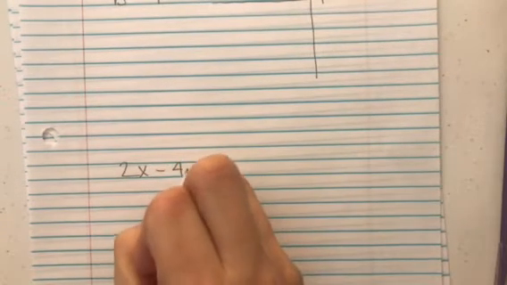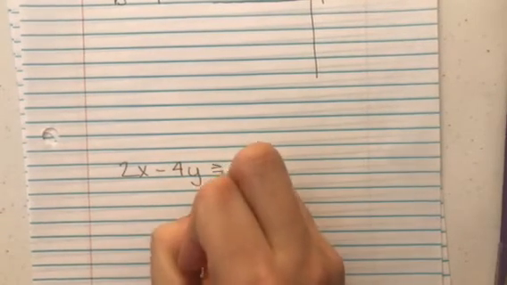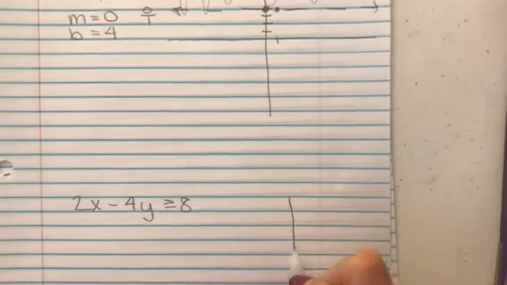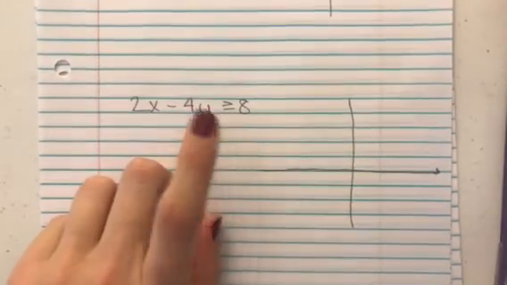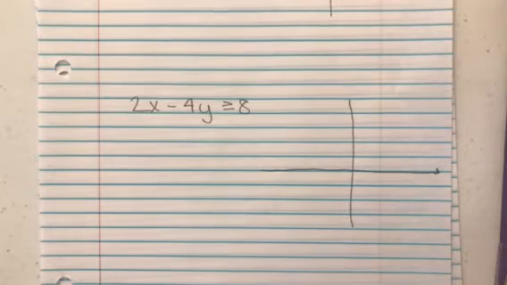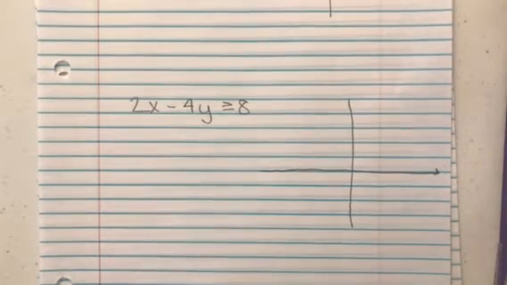Now, what if we're given something in a different form? So maybe if we're given 2x minus 4y is greater than or equal to 8. Obviously, in terms of just getting the line, we could cover up and find the x and y intercept. The problem is that this won't work for using our rules for graphing. So we can't use standard form with inequalities. We have to solve this for y.